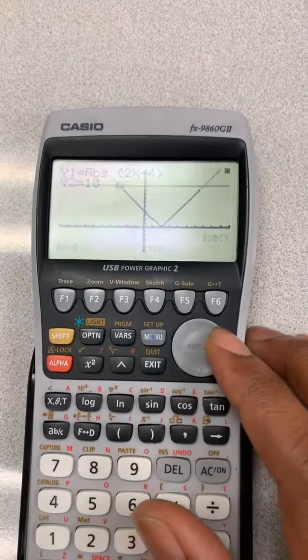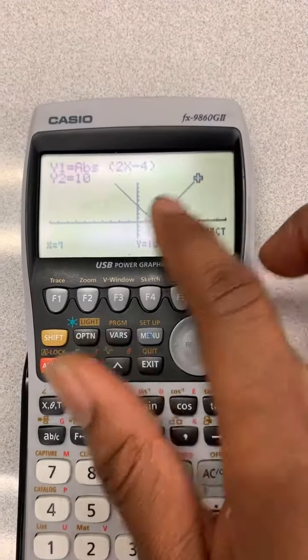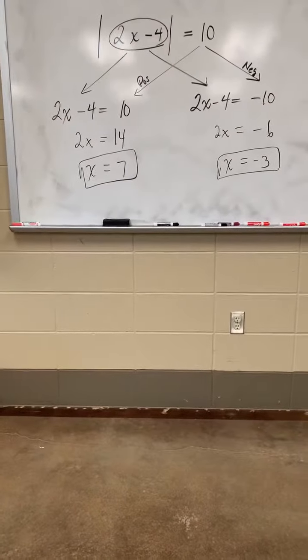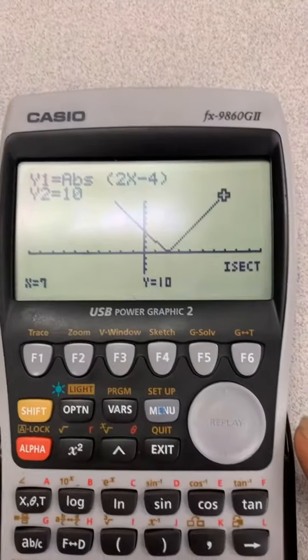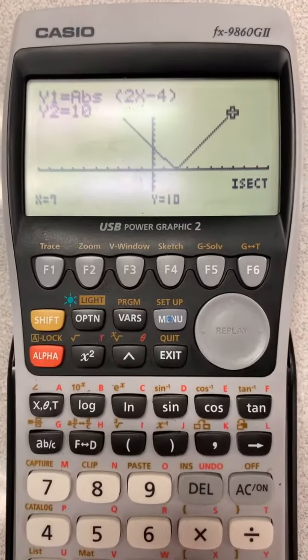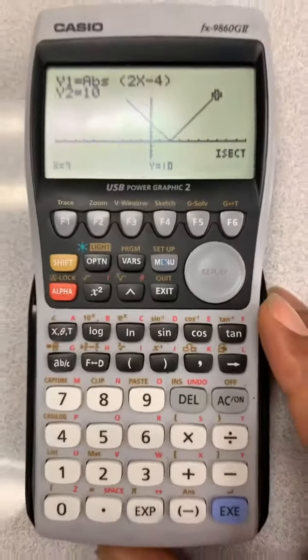All right, I'm going to move it over. Next intersection. X is equal to 7. On the board, I have x is equal to 7. That means what I did on the board was correct. I did find the solution because I just checked it. All right, so that's pretty much how it works.